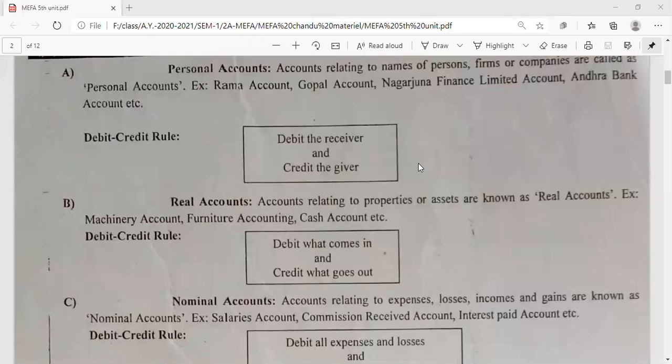We might have borrowed some money as capital from Nagarjuna Finance Limited account. So from that company, we have to pay monthly some interest, or we are paying some EMI to that company. So that is also a personal account. Andhra Bank account, for example. Here they are taking the name as Andhra Bank account, but that may be some other bank, maybe a nationalized bank or a government bank, or else maybe a private bank, whatever it may be.